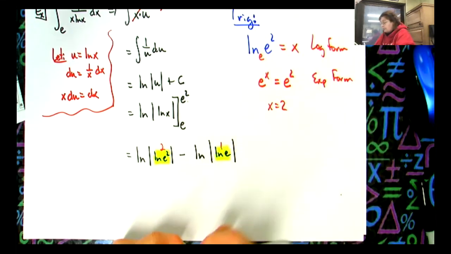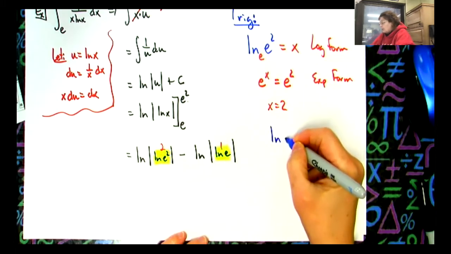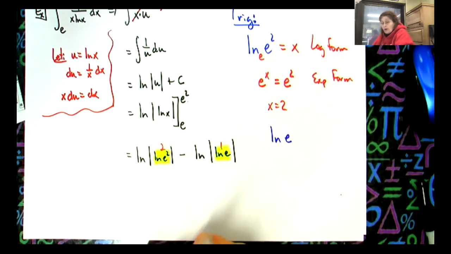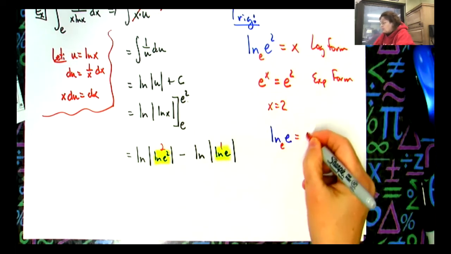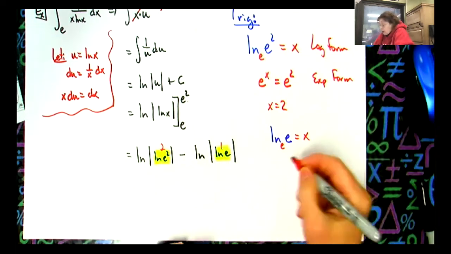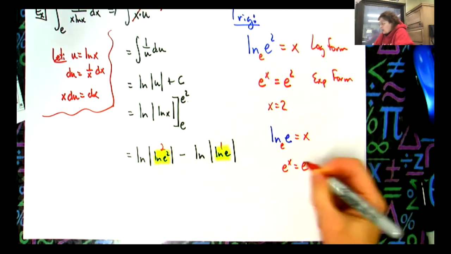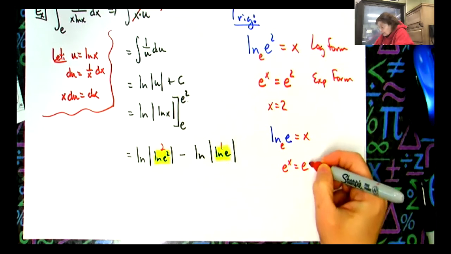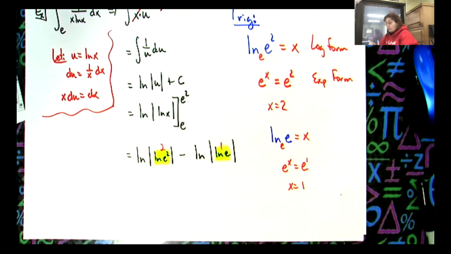Okay, let's do it. I don't want us to not get this part. Natural log of e. If I want to know what that equals, I know the base is e. What does this expression equal? e to the x is equal to e. What would x have to be? Imagine a 1 right there. x has to be 1. So natural log of e is 1.